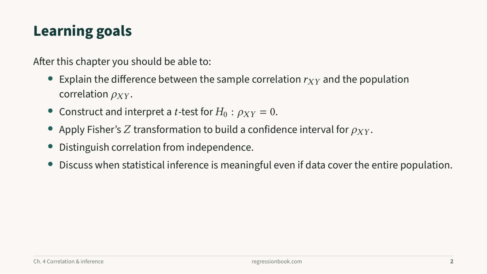By the end, you should distinguish the sample correlation from the population correlation. Test the 0 correlation null. Build a Fisher confidence interval. Separate correlation from independence, and explain when inference makes sense even with data on an entire population.